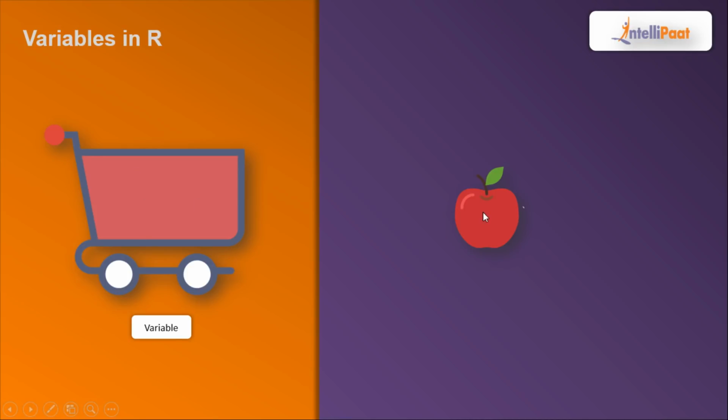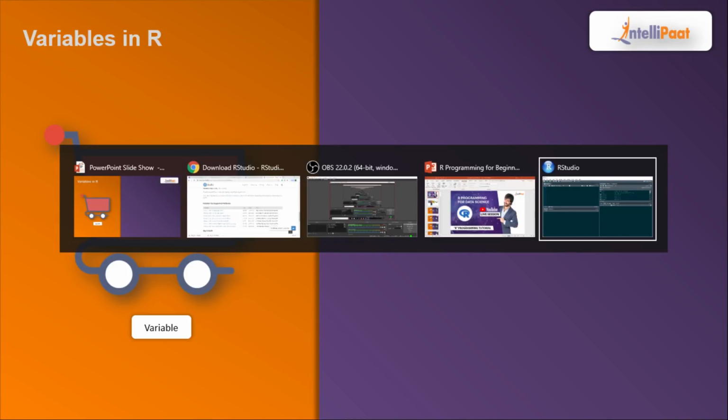Now I also have an apple with me and I decide to store this apple inside this cart on a temporary basis. Now, after some time, I decide to remove that apple and replace it with a banana. Now again, after some time, I decide to replace that banana with a mango. So this is the basic premise behind a variable. It provides a temporary storage space where we can keep on changing the values. Right. So now that we've understood what exactly is a variable, let's head on to RStudio and implement some variables.